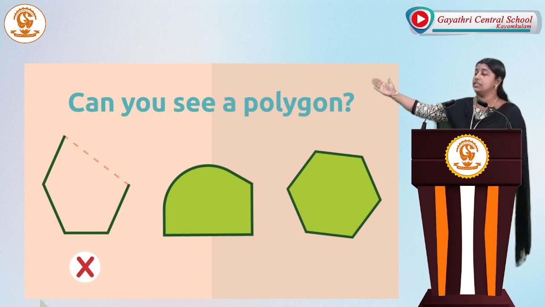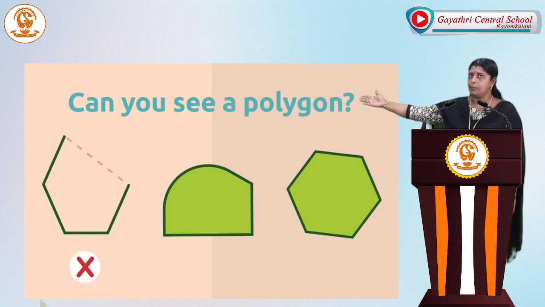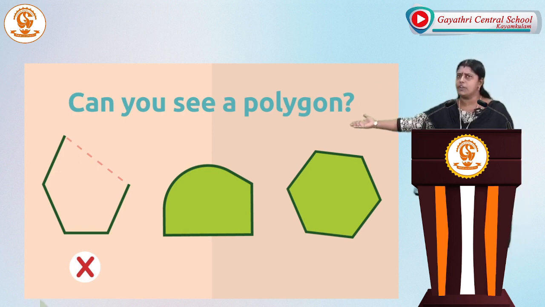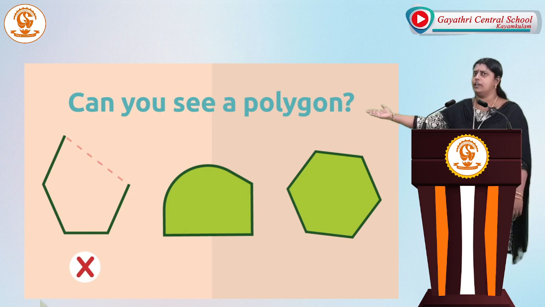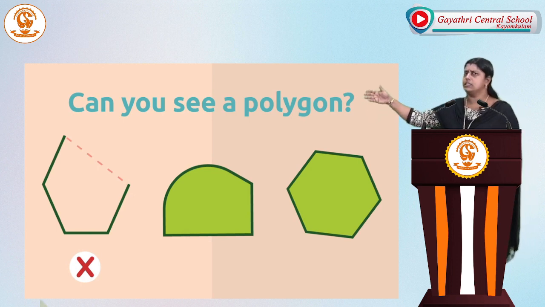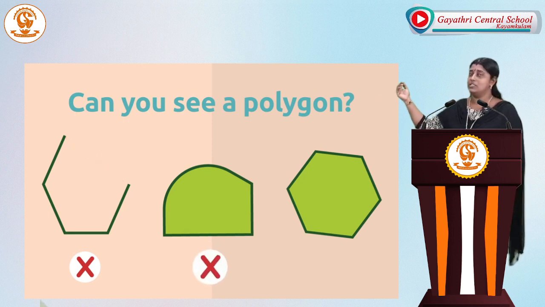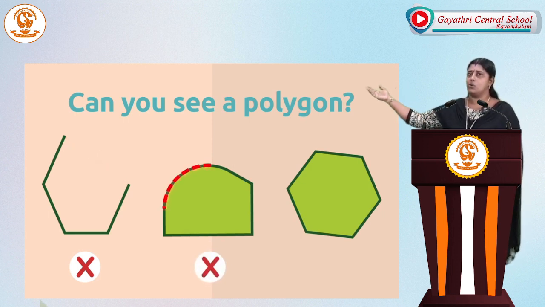Very good, children. Here, the first figure is not a polygon because it is an open figure. But the second figure is a closed figure. Can you see a curved side? It has a curved side, so it is also not a polygon.